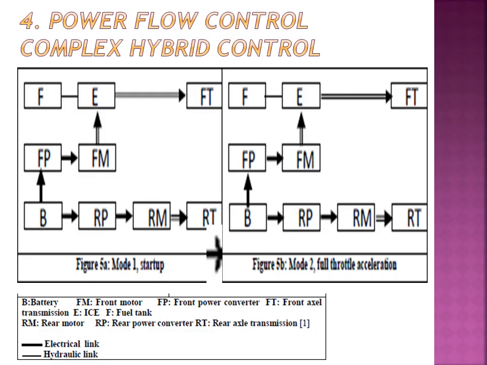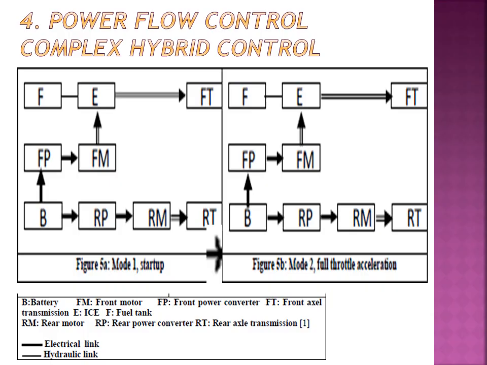The fourth one is power flow control in complex hybrid control. The complex hybrid vehicle configurations are of two types: front hybrid rear electric, and front electric rear hybrid. The operating modes of electric motor dominated systems are: mode 1, startup. During startup, the electric motor provides the traction power and the ICE remains in the off state.